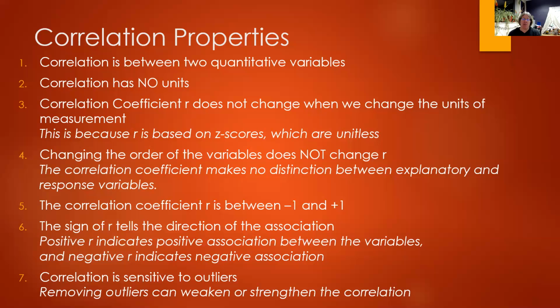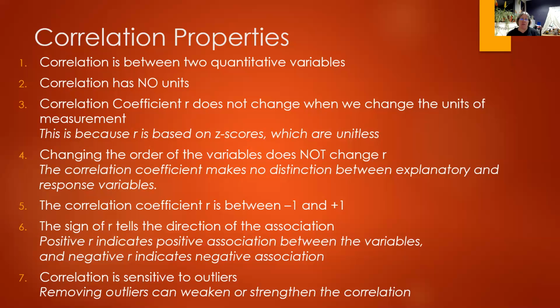So if instead of measuring in miles per hour, I measured something in kilometers per hour, my R value would still stay exactly the same. So it's not going to change. Changing the order of the variables doesn't matter either. So if I highlight the first column and put a comma and then the second column, whatever R value I get will be the same as if I did it in reverse. So if I highlighted the second column, put a comma, and then highlighted the first column, I'm going to get the exact same value of R.